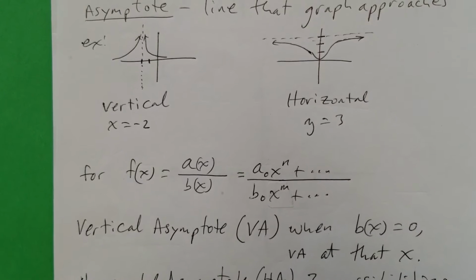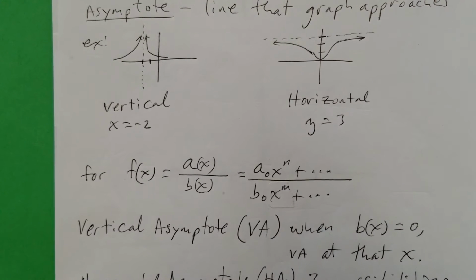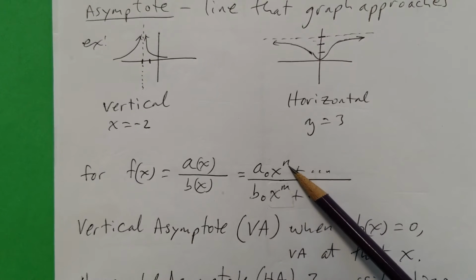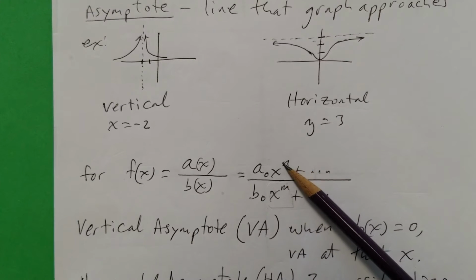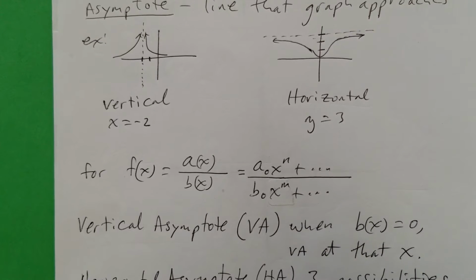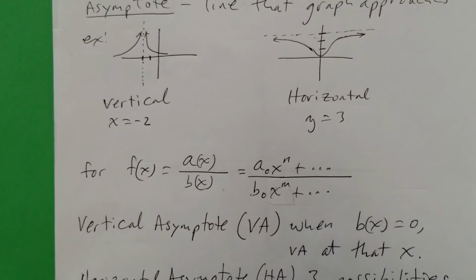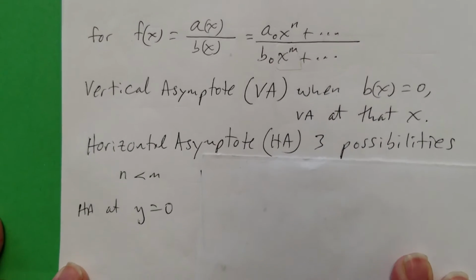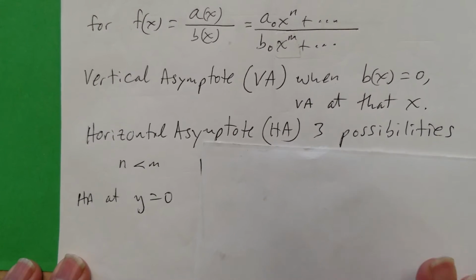How about the horizontal asymptote? Well, in this case, there's 3 possibilities. And you check the powers, right? The highest power up here, the highest power down here. 2 numbers. Hold on. I always do this, huh?